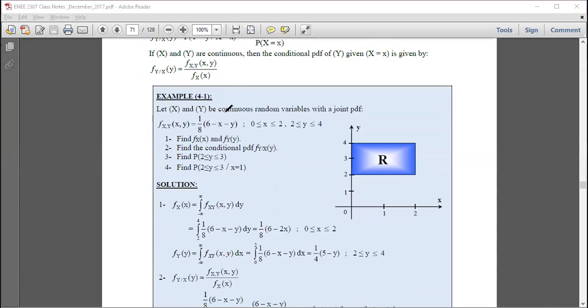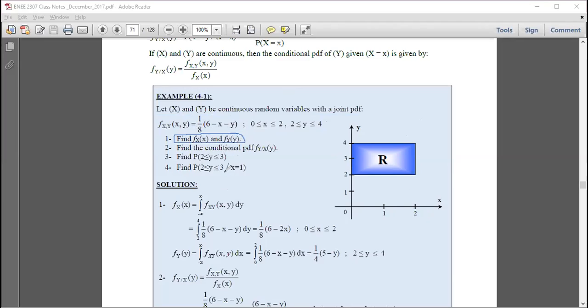Let x and y be continuous random variables with joint PDF. This is the joint PDF of x and y, where x is non-zero over this interval and y is non-zero over this interval. If you need to plot it, this is the region where x is from 0 to 2 and y is from 2 to 4. First, find the marginal PDFs. The first question: find the marginal PDFs fx and fy.